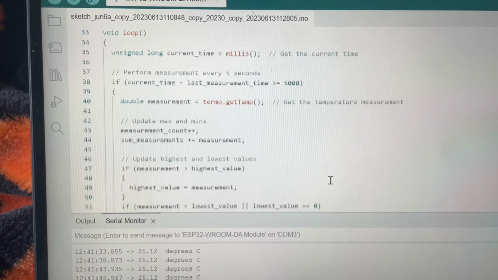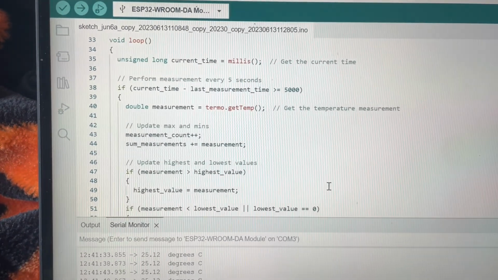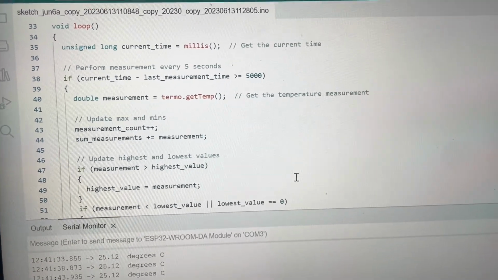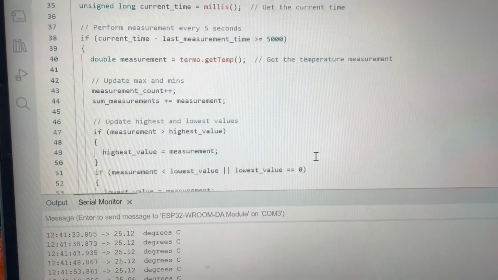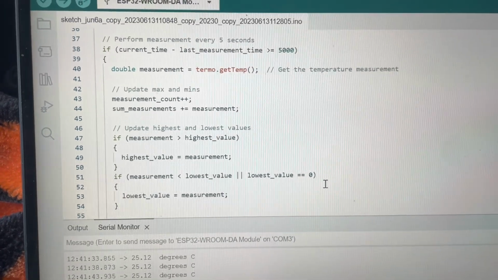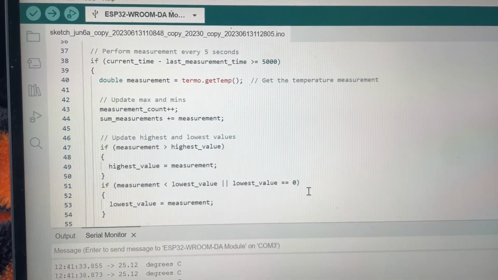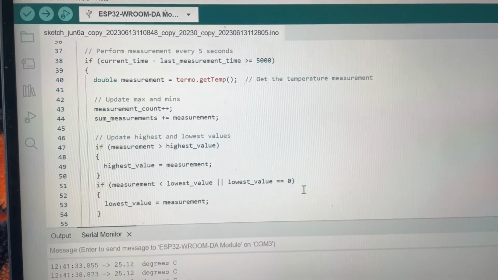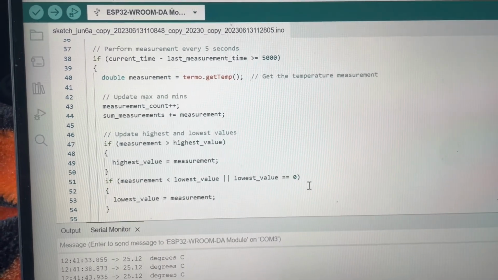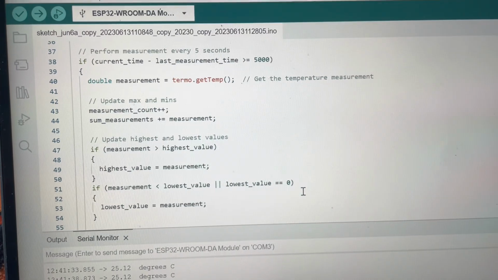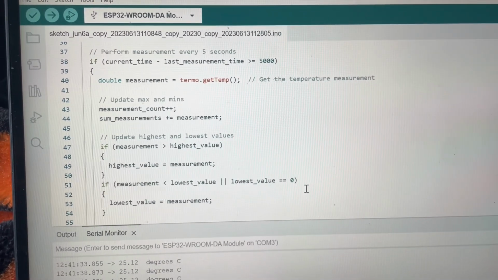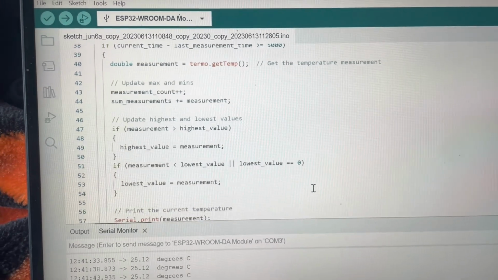In my loop, I first set up the time, so then the rest of the code would actually run. I ran mine so it would give me a temperature value every 5 seconds, just so I didn't have as much data and I had more space. Then the termo.getTemp is the function that actually gets the temperature from the sensor.